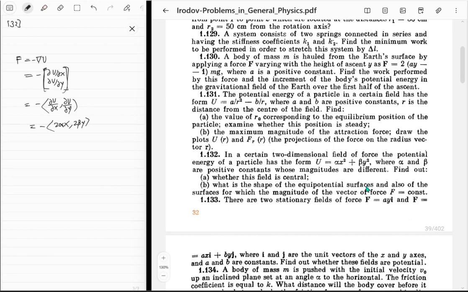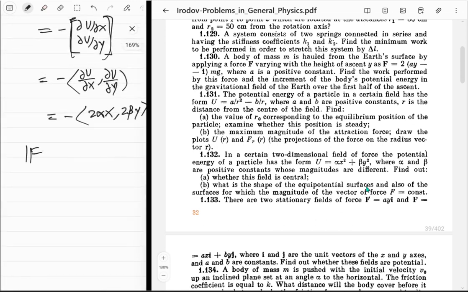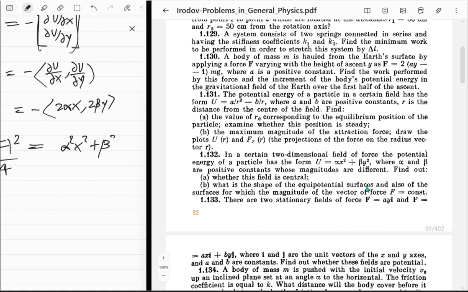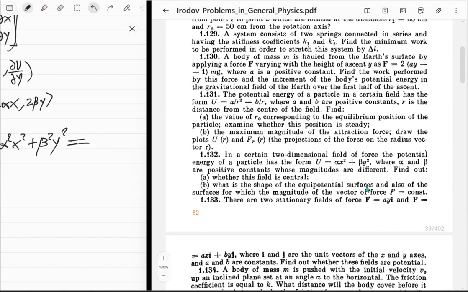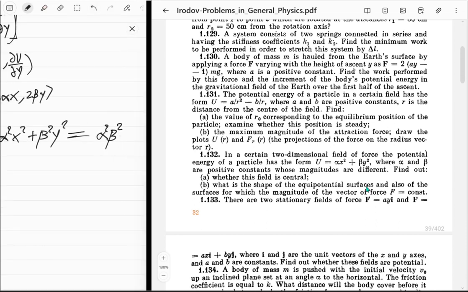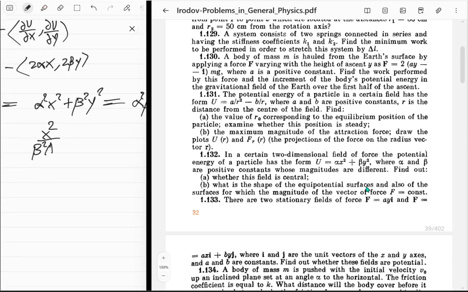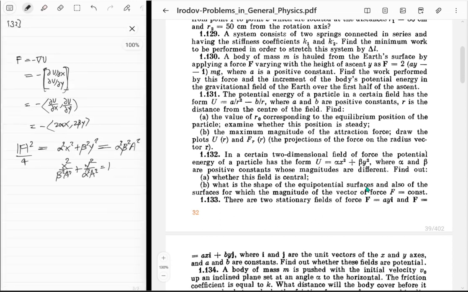What is the shape of the equipotential surfaces and also of the surfaces for which the magnitude of the vector force is constant? So the magnitude of the vector force, let's just call the square of that, and divide by 4 as well. That will just be alpha squared x squared plus beta squared y squared. So if this is some kind of constant, alpha squared beta squared times A squared, something like that, then this would be x squared upon beta squared A squared plus y squared upon alpha squared A squared equals 1, which is basically an ellipse. So B is an ellipse basically.